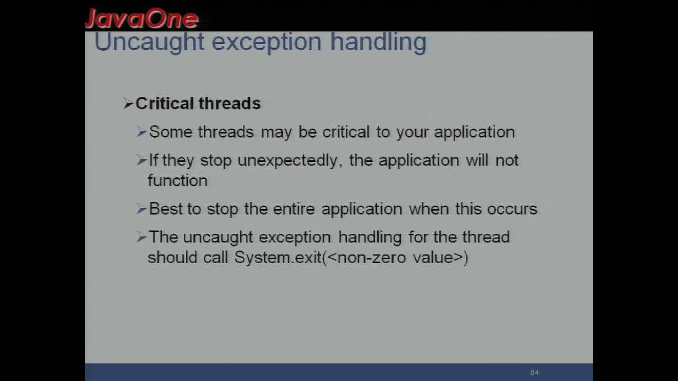And one final thing to talk about is critical threads. These are threads that your application has to have. And if they stop, as we mentioned before, your application is not going to function. So you probably want to bring the entire JVM down. And the way to do that is to call System.exit. One way to make sure this happens is to have a separate thread group for your critical threads. The uncaught exception handler for that thread group calls System.exit. And your thread group uncaught exception handler for non-critical threads doesn't call System.exit. That way your critical threads will bring down the JVM, but your non-critical threads won't.